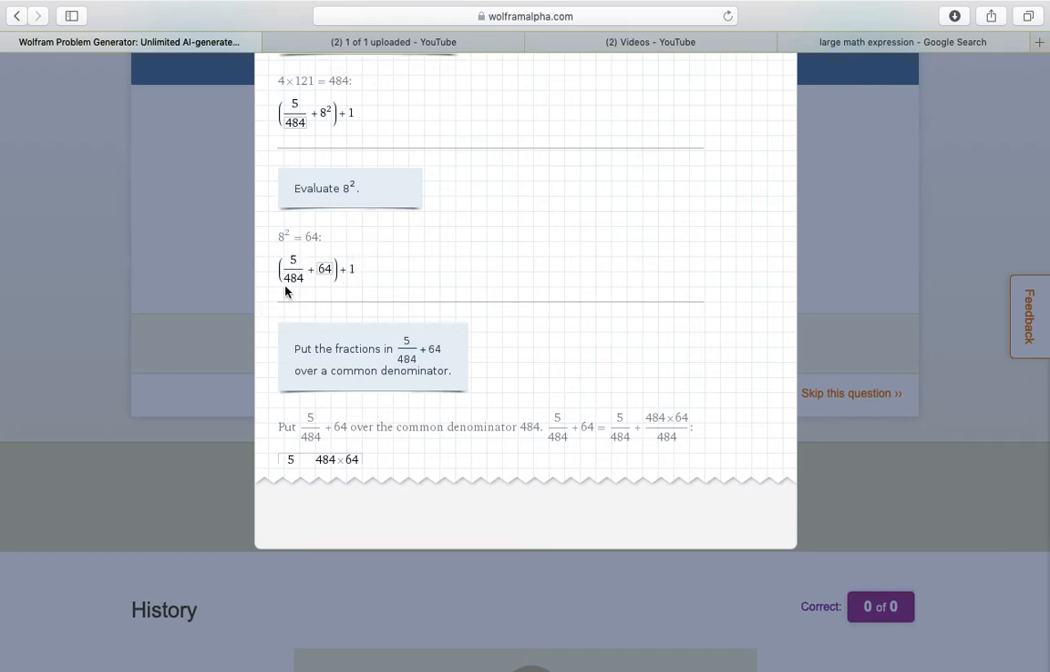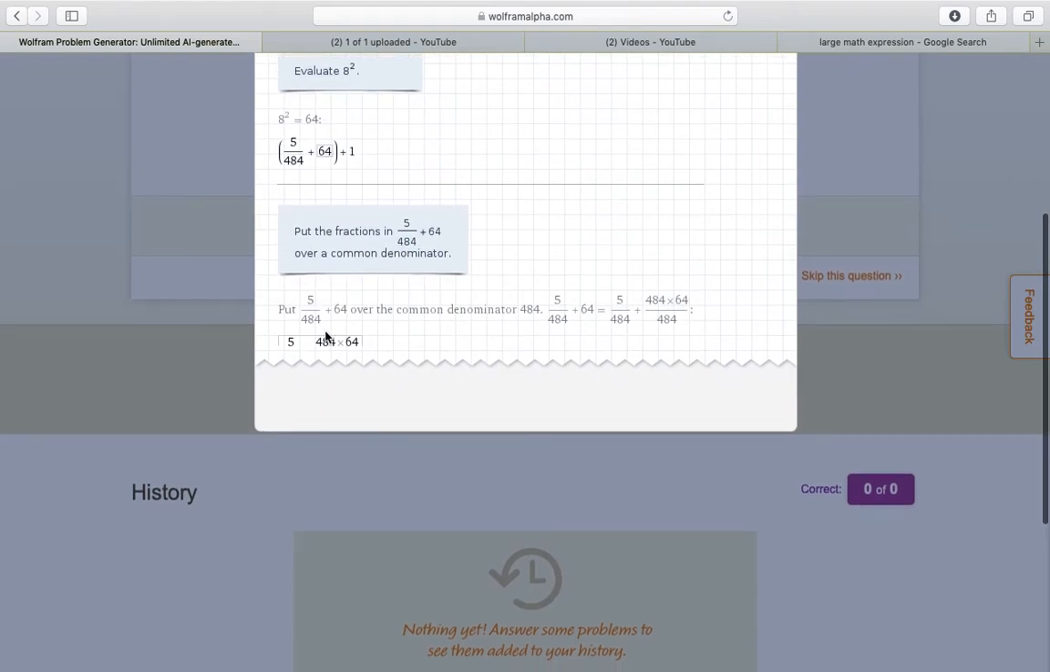5 over 484 plus 64 equals 1. So we're going to need to find a common denominator so that you can add these two. And you have the parentheses here, so that's going to be your next thing to work on here. So you put the fraction 484. If I was doing this on a quiz, I would try and just see if 64 divides into that. Okay, to see if it's just a multiple over a common denominator. Put 5 over 484 plus 64 over the common denominator of 484.